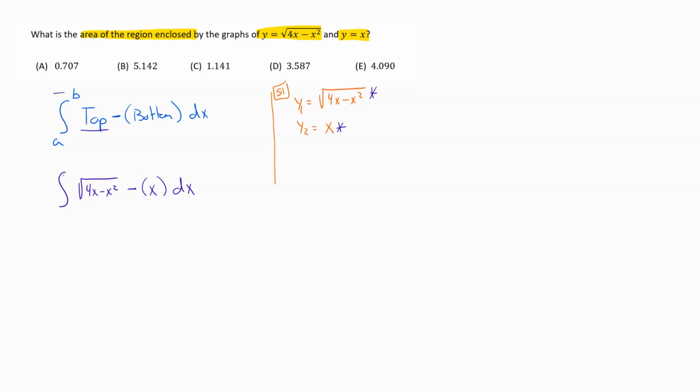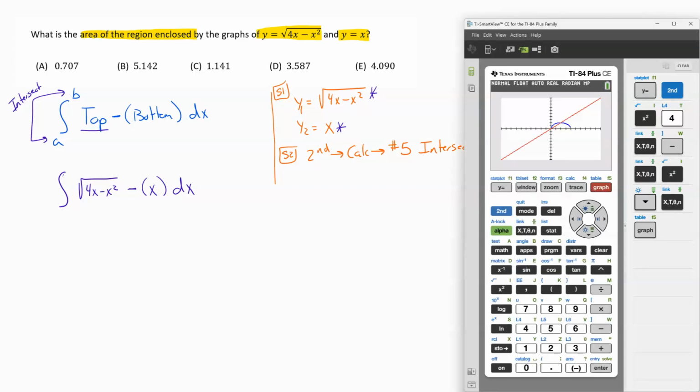Now what we need to do is go find the bounds for this region. Well, the bounds usually are going to come from finding where these two graphs intersect each other. We've already got them graphed, so now we can continue this process and find where those two graphs intersect. We'll hit second, choose the calc menu at the top of the calculator, and then inside that calc menu, we're going to choose the number 5 option, intersect. And we'll go through that process twice to find our two bounds.